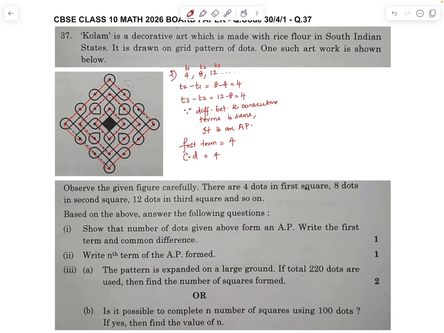Second question, write the nth term of the AP formed. Nth term can be written as a plus n minus 1 times d. We know a, which is 4, and d is also 4. 4 plus 4n minus 4, which is equal to 4n. So nth term can be formed by the general formula 4n.